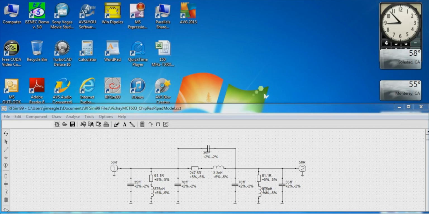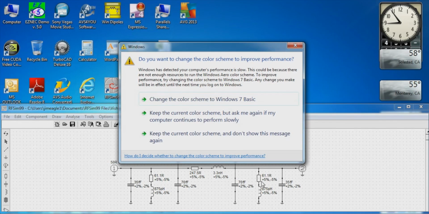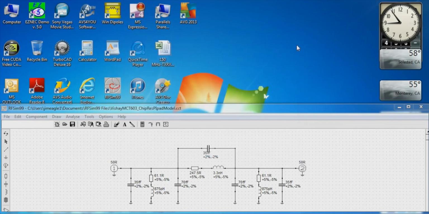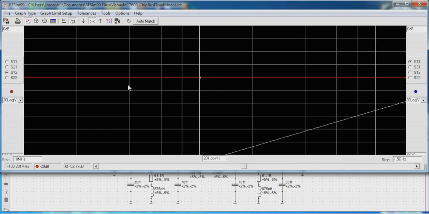and the values that are likely are put in based on information from Vishay. This is the realistic circuit. Let's see what happens if we simulate that circuit. Go to Analyze here, Simulate, and there you go. So we're still at the 20 dB point all the way across here because none of these parasitic capacitances or inductances seem to impact that.